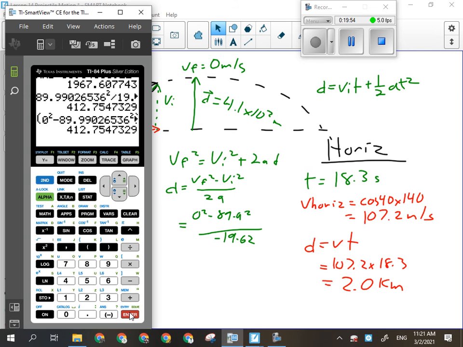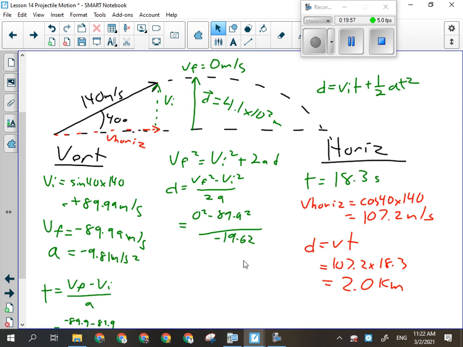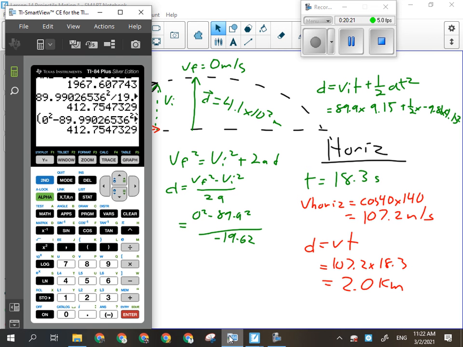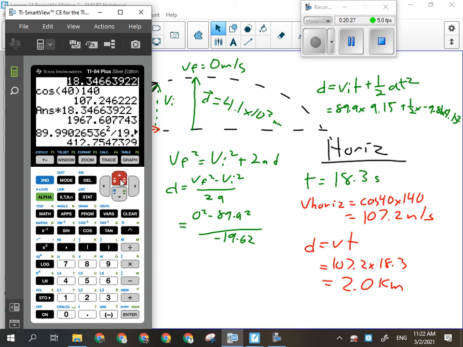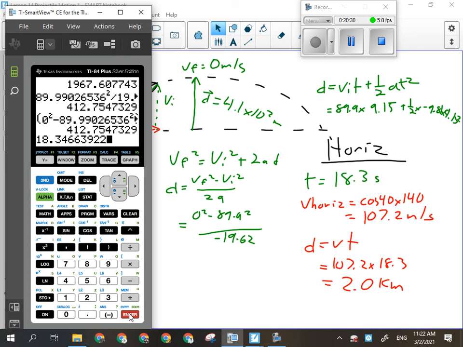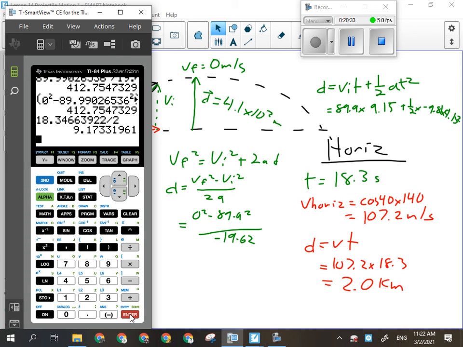Now, the other formula we said we could use, D equals VI times T plus 1/2 AT squared. So we're going to have our 89.9 times half the time, so 9.15 seconds. We'll actually get the real number there: plus 1/2 times negative 9.81 times 9.15 squared. We're going to find the time here and divide it by 2, so now we've got half of our time.